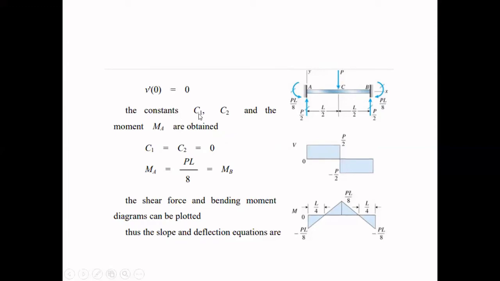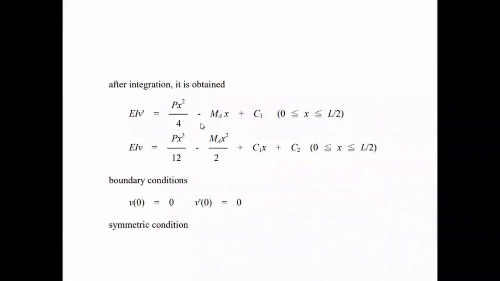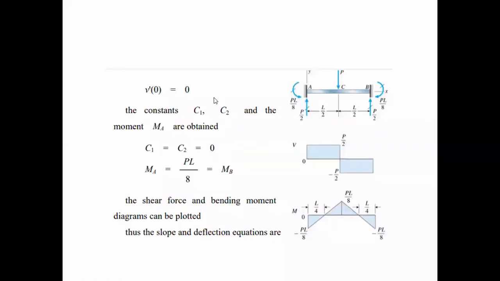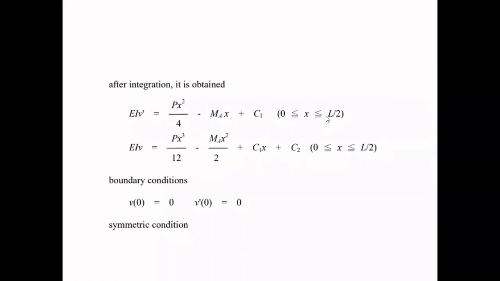So, in order to calculate C1 and C2, this is how we can calculate the value of V dash and V at any point using both the equations. We can see C1 and C2 can be calculated in this way. C1 is equal to C2 is equal to 0, which we have calculated using both of these equations by applying the boundary conditions.